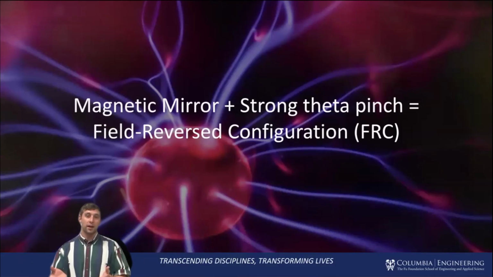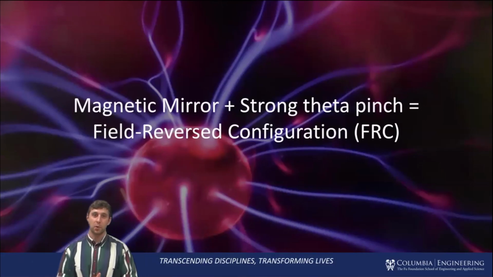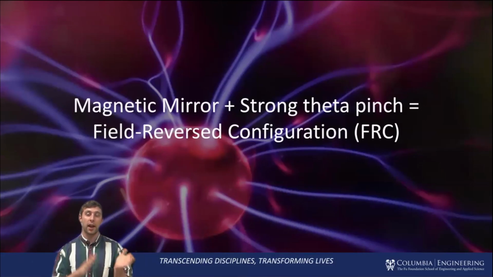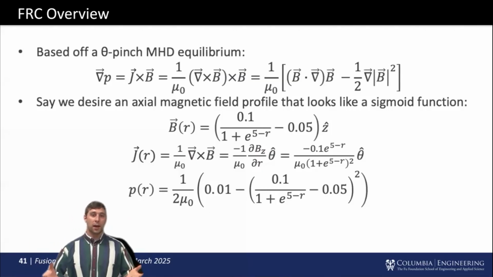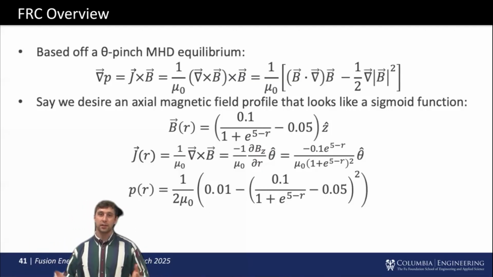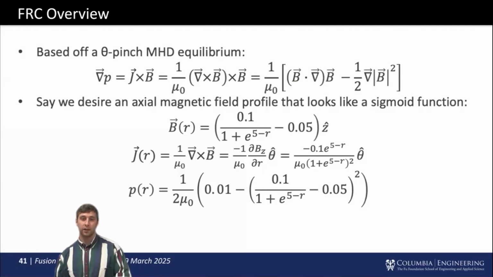So now we're going to combine some of the concepts that we've talked about up to this point, namely the magnetic mirror and the theta pinch. If we combine these two concepts, we can end up with something that's called a field reversed configuration, or FRC. So we're going to, again, go back to our MHD single fluid equilibrium, saying that the gradient in the pressure, which is the product of density n and temperature T, is set equal to J cross B. So again, this is a force-free equilibrium.